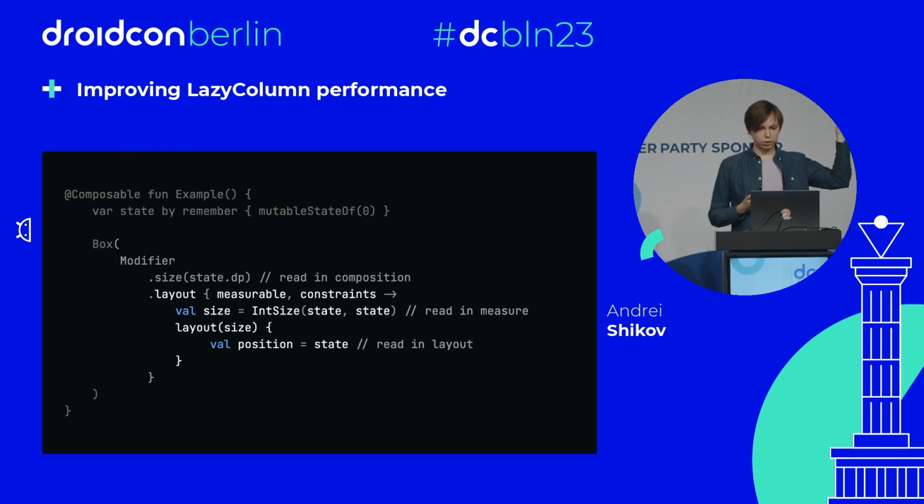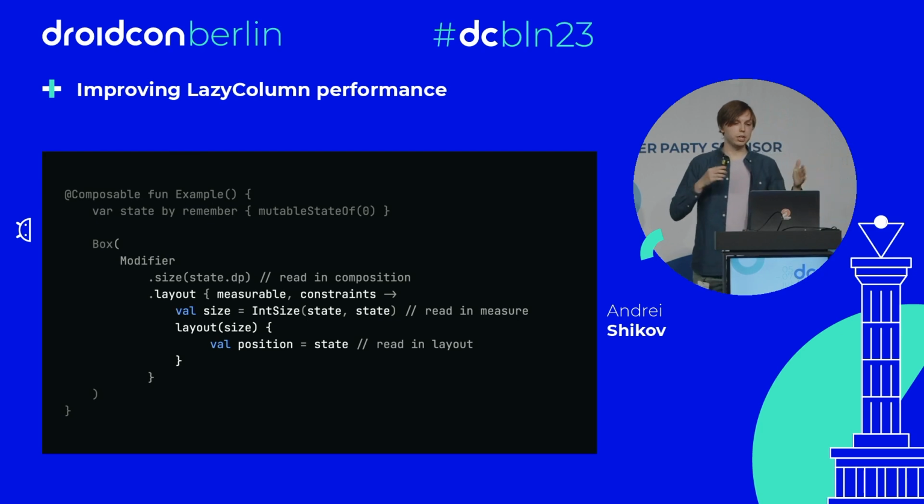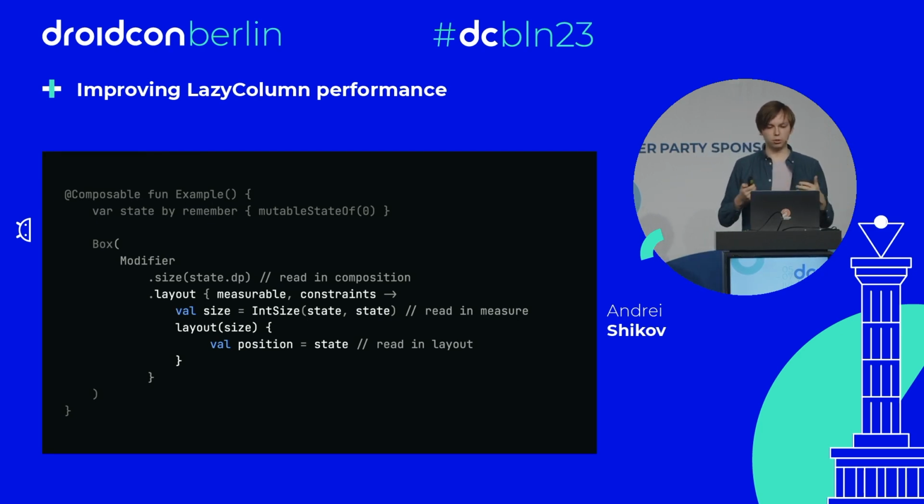So here are two examples. You can read it inside the measure if you want to change the size of the composable, but if the state would affect the position of the layout in particular, you could read it inside the layout block and invalidate an even smaller scope.